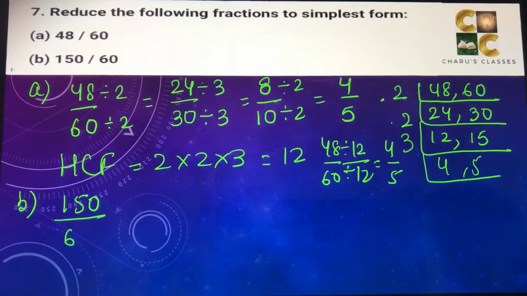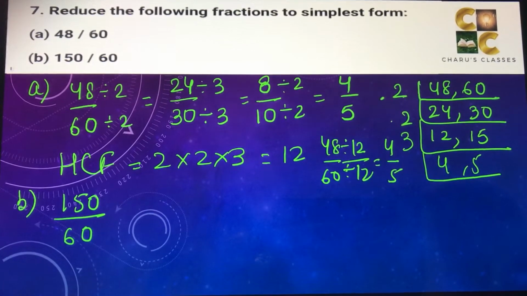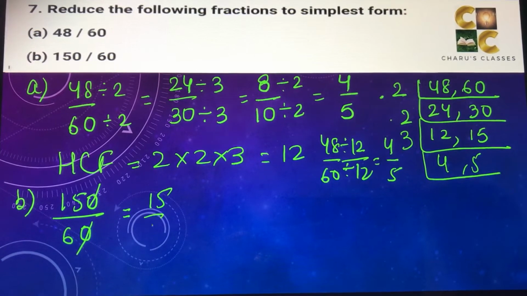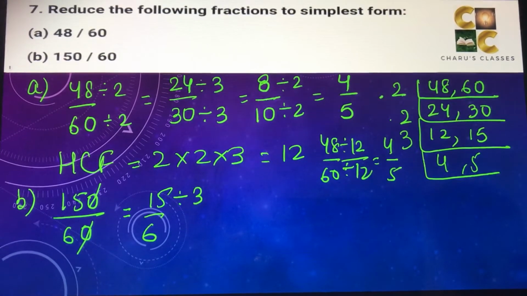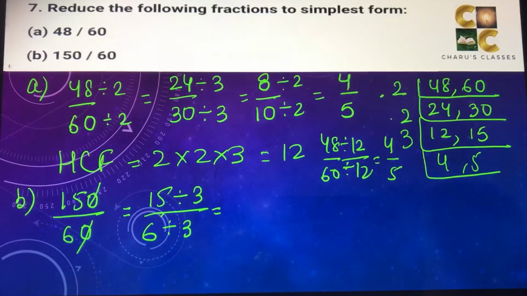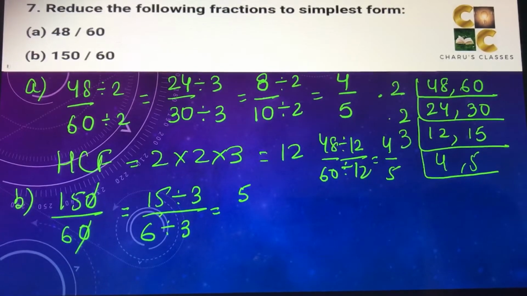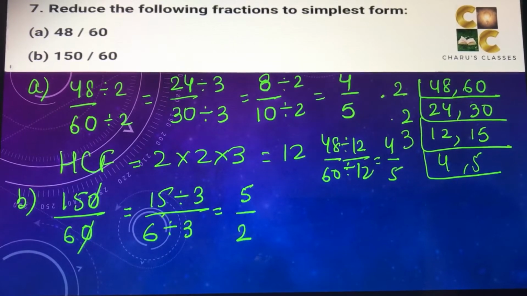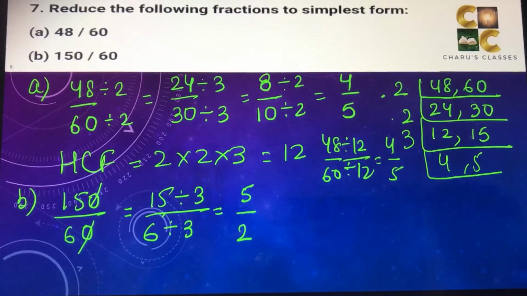Next number is 150 by 60. So you can cancel the 0 and 0. Now we have 15 by 6. Both come in the table of 3. So we'll divide them by 3. 15 by 3 is 5 and 6 by 3 is 2. So here the simplest form is 5 by 2.